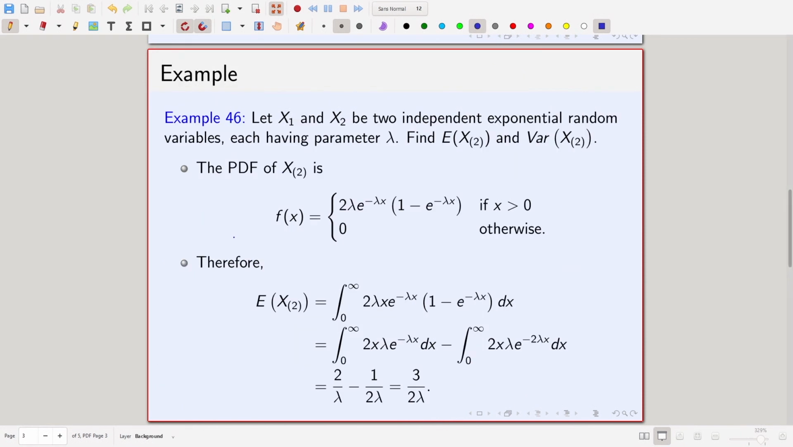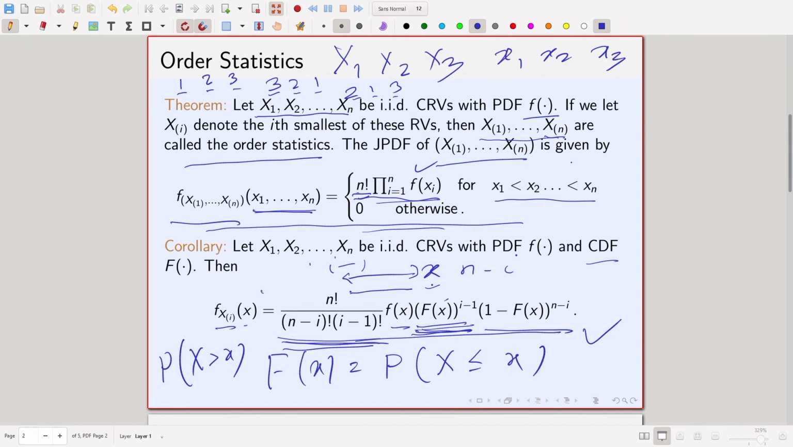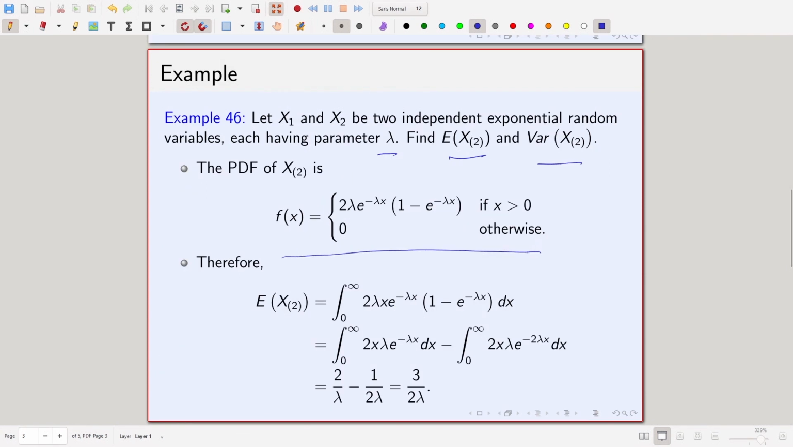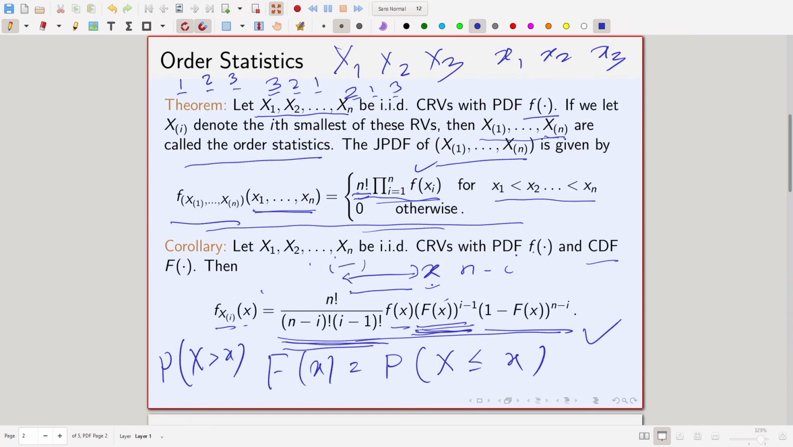Fine. Okay, now let us see an example. Let x1 and x2 be two independent exponential random variables, each having parameter lambda. Find expectation of x2 and variance of x2. So we will use the previous thing. From this corollary, the PDF of x2 is given by this. Fine, that's easy to see just using this formula.